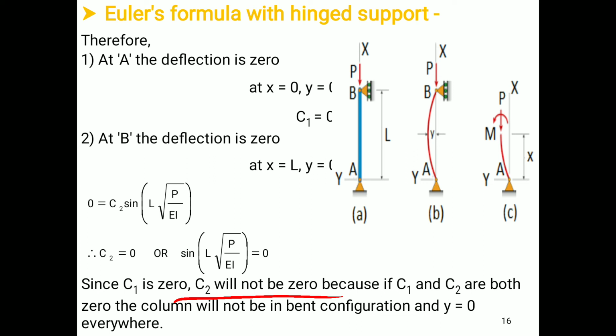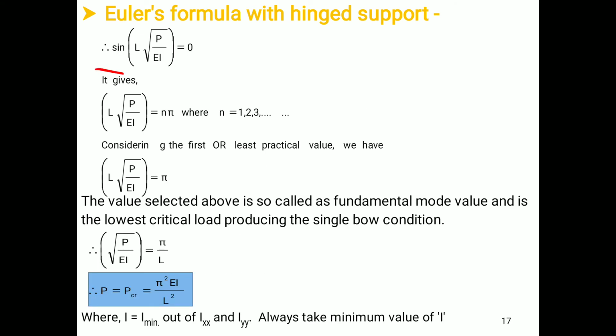As we have c1 equal to 0, c2 cannot be 0, because if c1 and c2 both are 0, the column will not be in the bent configuration. So we cannot consider c2 as 0. Therefore we are going to consider this particular equation only. If I concentrate on this equation, the solution of this equation can be given by, we have this equation.